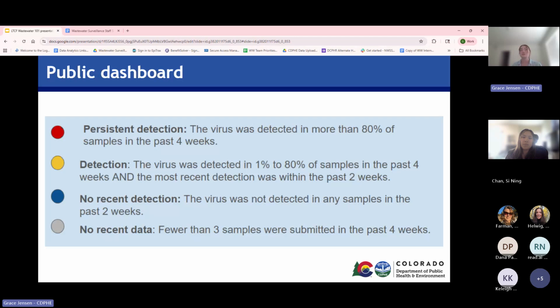So we can't use the same trend model across all of our pathogens. On our dashboard, we will have all of the information you need, the definitions of each of our trend classifications, and of course for COVID as well.